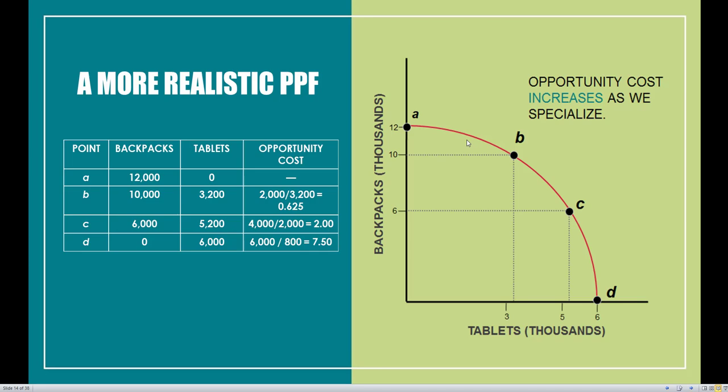And then secondly, of course, we can find the opportunity cost of both of these goods. So if we want to find the opportunity cost of a tablet, we just go from left to right. If we want to find the opportunity cost of a backpack, we go the opposite direction. We go from right to left. So we'll take a look at both of these instances.